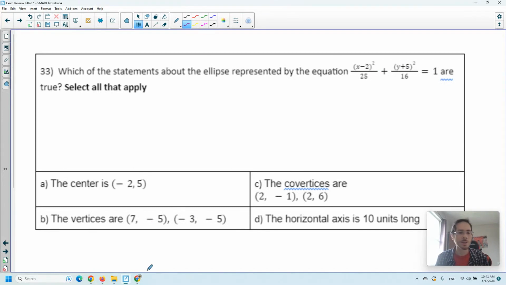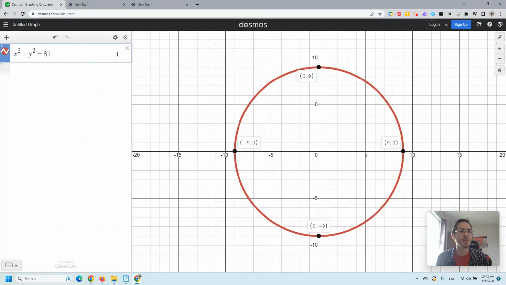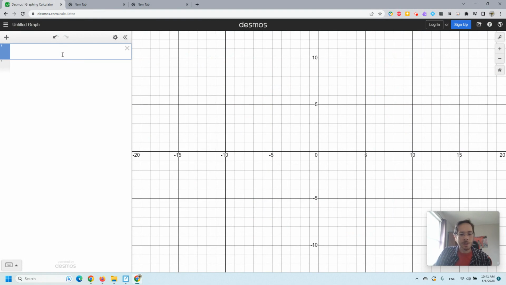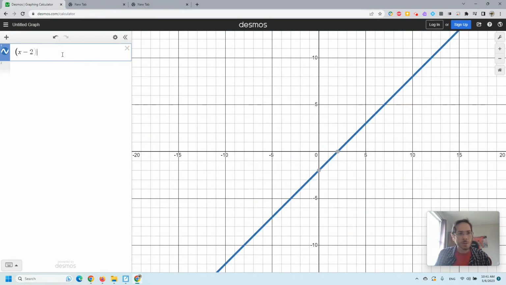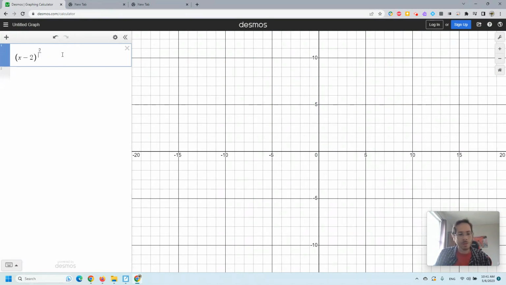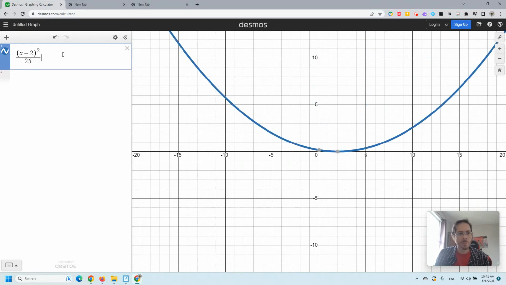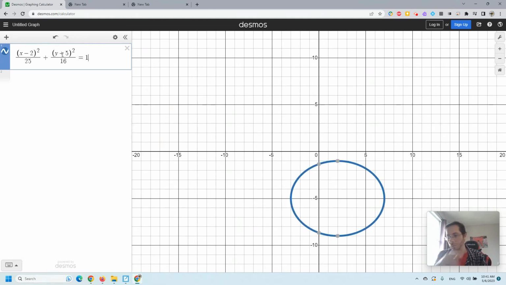So I got x minus 2 and 25. Let's get rid of our circle. x minus 2 squared over 25, plus y plus 5 squared over 16 equals 1. And so, yeah, we get that little oval shape right there, and that's a little ellipse. And so we just have to decide, all right, which of these are actually true.